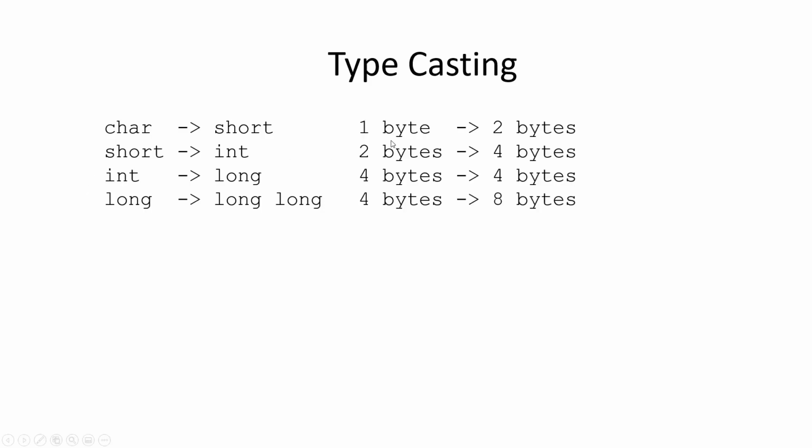So for example, the char only has 1 byte. I'm going to a larger data type. This only has 2. I'm going to a larger data type. Int to long, they have the same number of bytes. I would not expect this to be any problem at all. I just used the same bit pattern. And then long to long, also, we're getting more data. We're not going to lose anything.